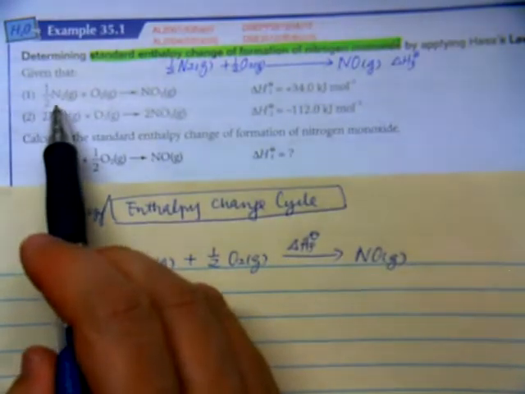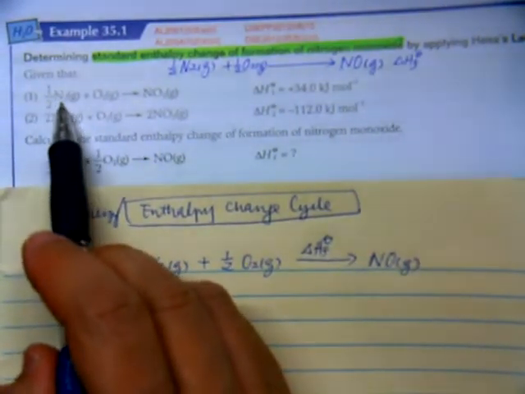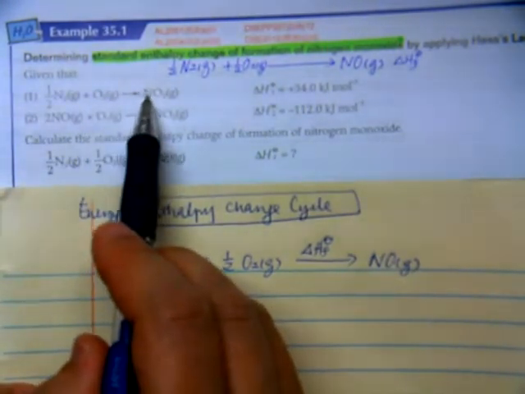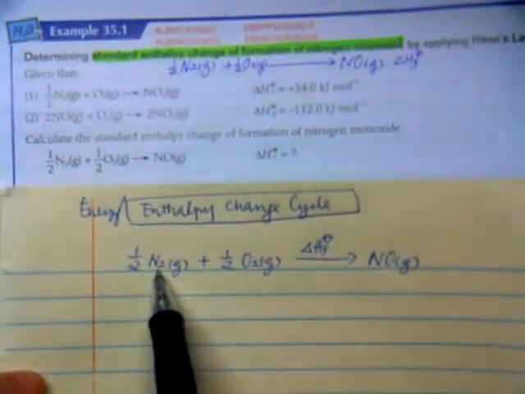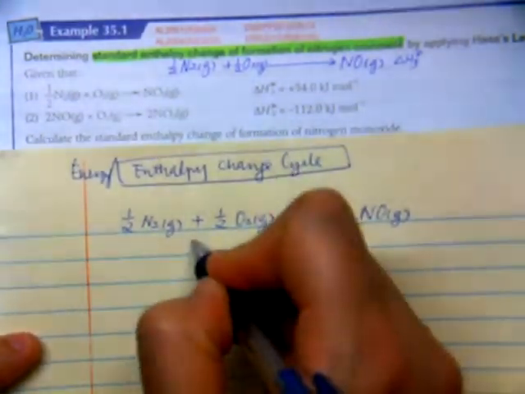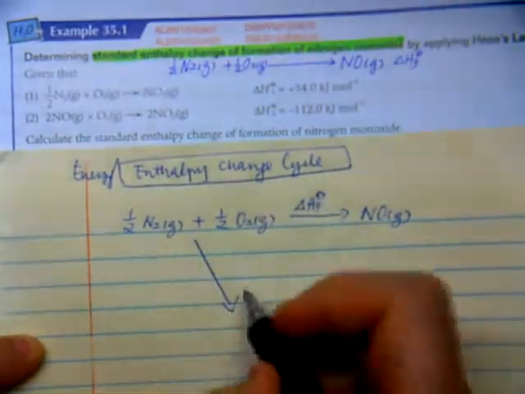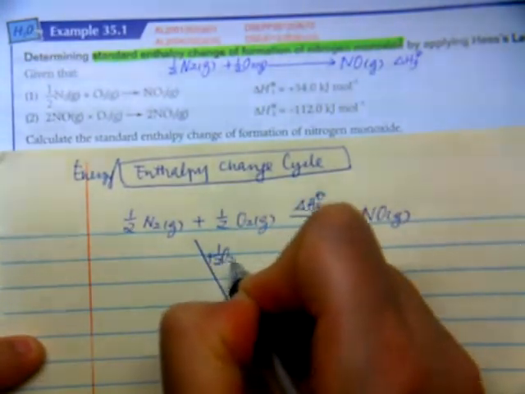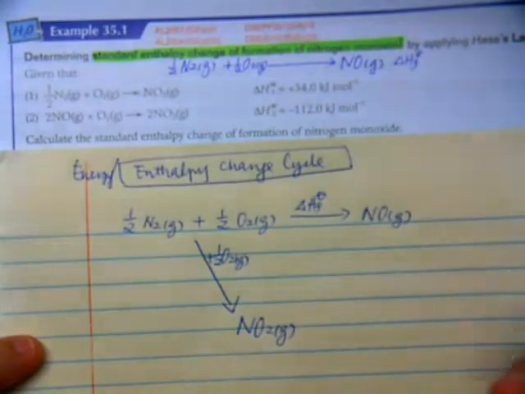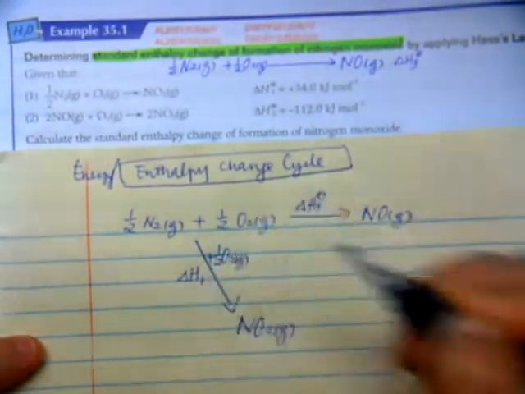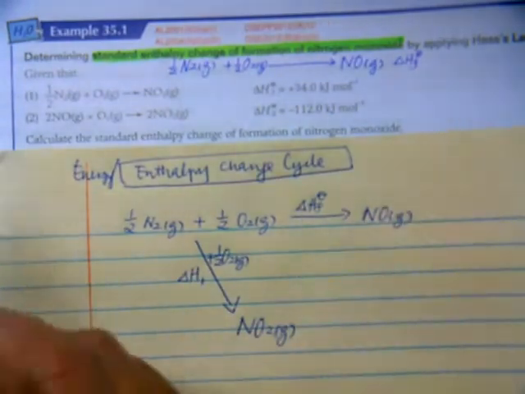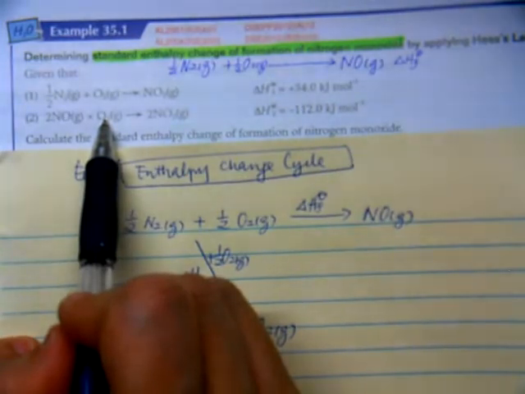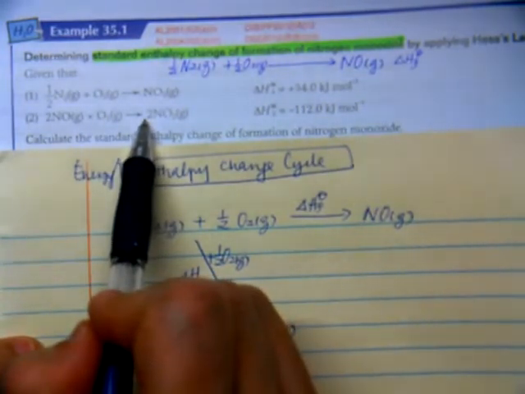Now let's start. Look at this first step: half N2 with O2 to form NO2. We have only half O2, it doesn't matter, you can add it to form NO2. You need half O2 for this reaction. I label it as delta H1. Next, 2NO reacts with 1 O2 to form 2NO2.